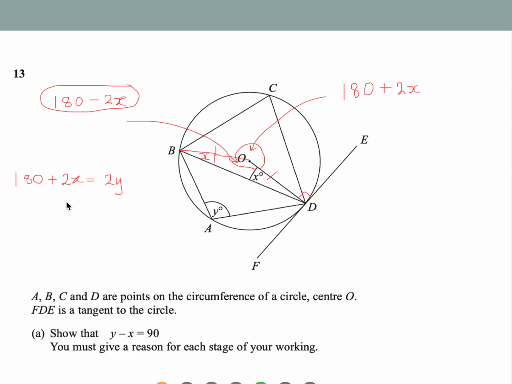Well, I can rearrange this to 180 equals 2y minus 2x, and then divide both sides by 2. 90 equals y minus x. And there we are. Right.